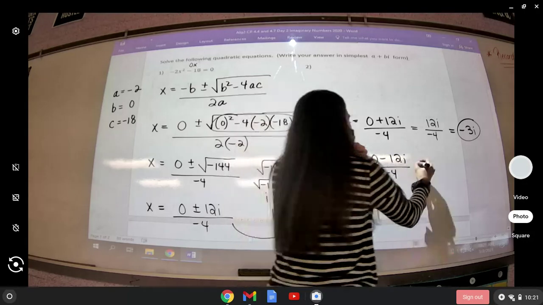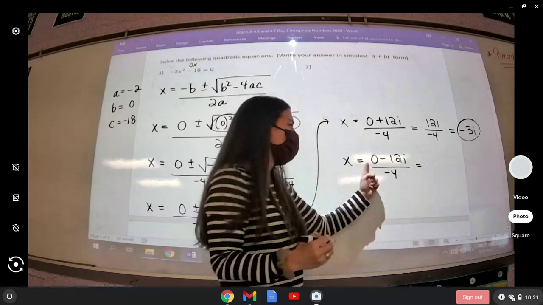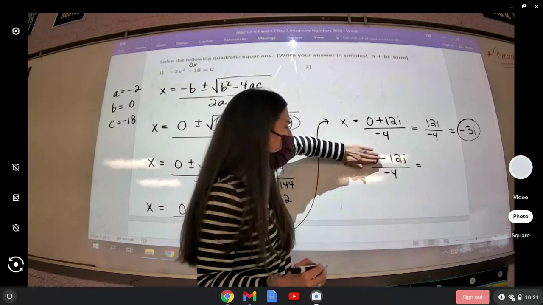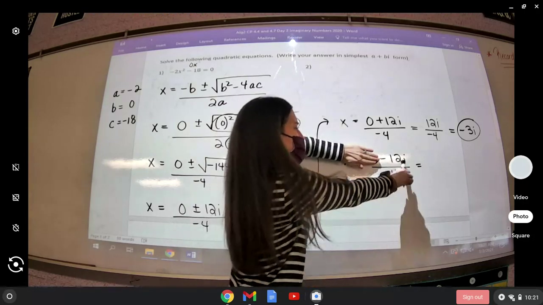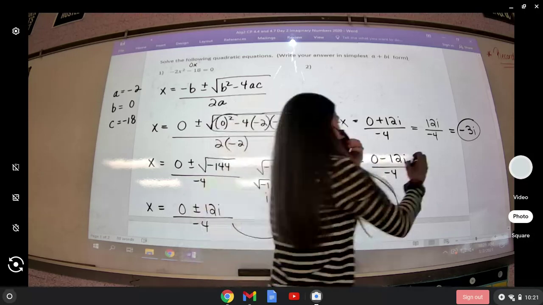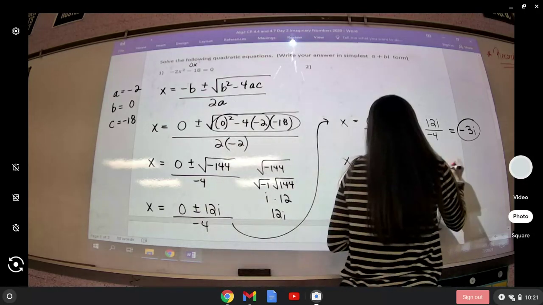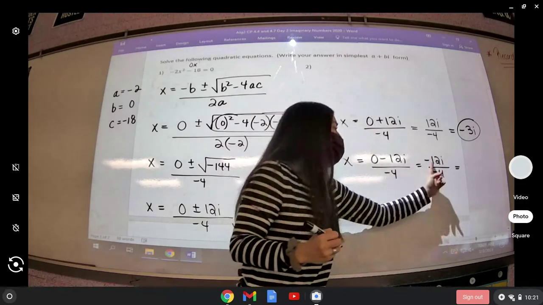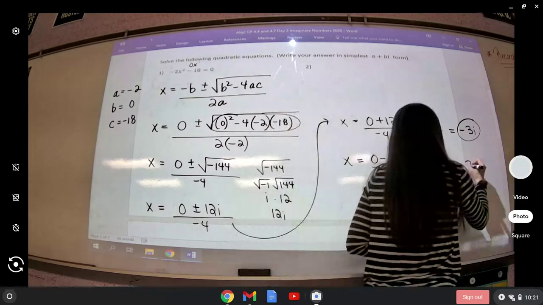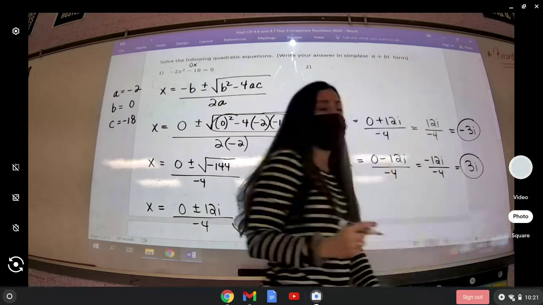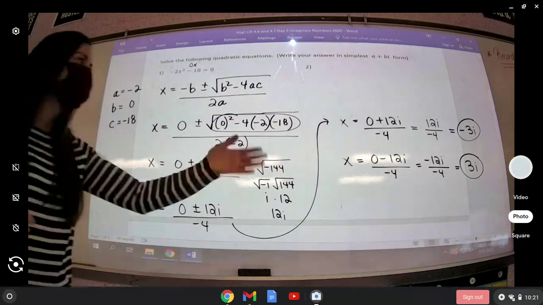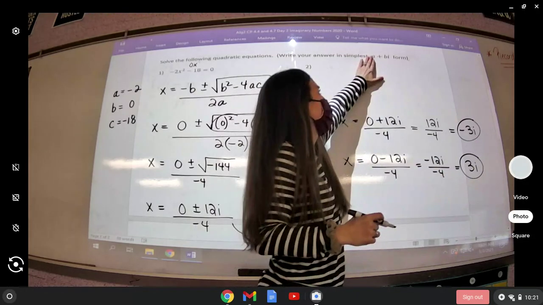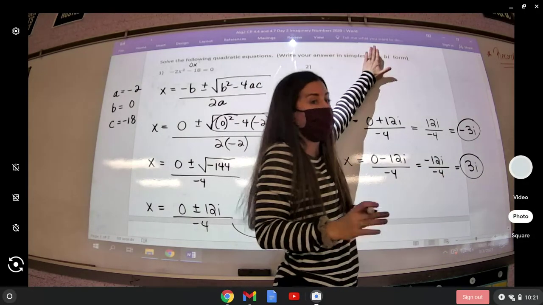Now I come down here. I can't really take 0 and subtract 12i, a real number minus an imaginary, but it's 0, guys, so there's nothing there. This is just negative 12i divided by negative 4. And now I am allowed to divide the numbers in front. Negative 12 divided by negative 4 is positive 3 times i. And that's your second answer. So in this problem, your answers are pure imaginary. They don't have a real part. They're just bi answers, and that's fine.